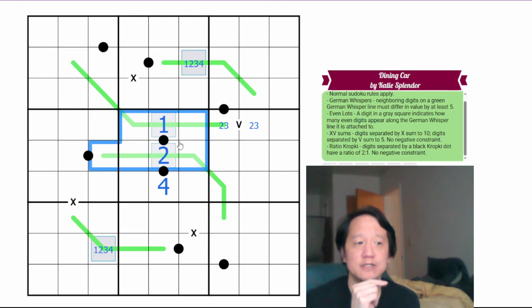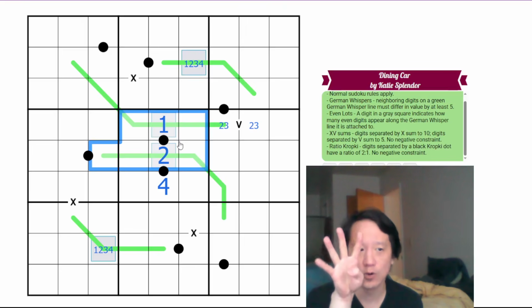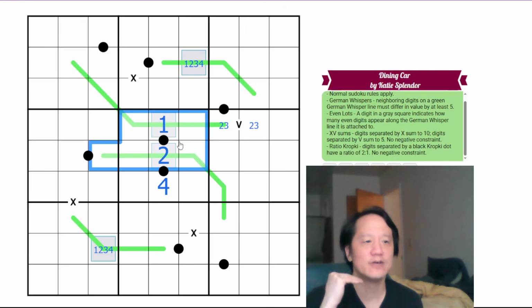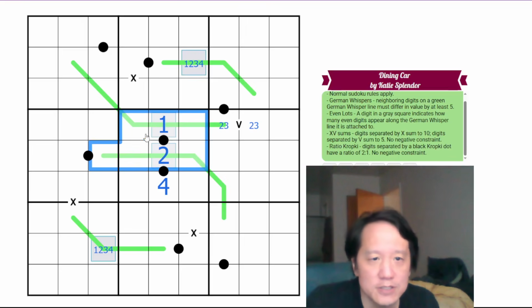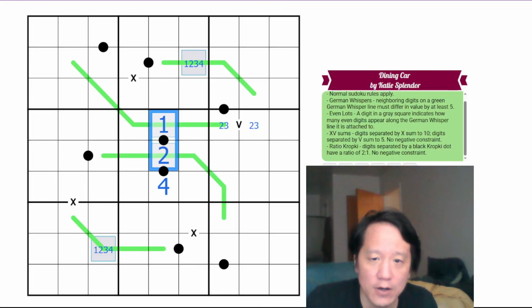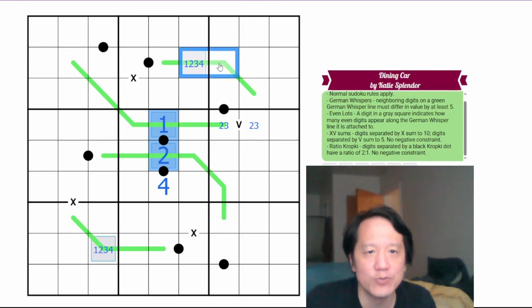Well, what about the high digits? 6 can be next to 1. 7 can be next to 1 or 2. 8 can be next to 1 through 3, and 9 can be only next to 1 through 4, which are all low digits. So next to a high digit, you must have a low digit. So these digits in the central box have to be all high digits next to the low digit. And it's the same with these, actually.